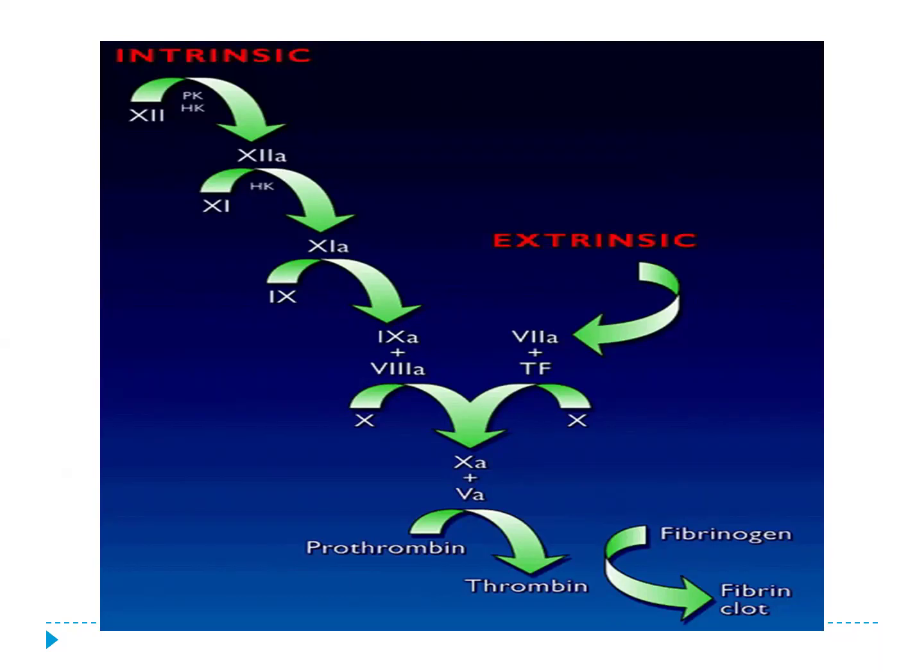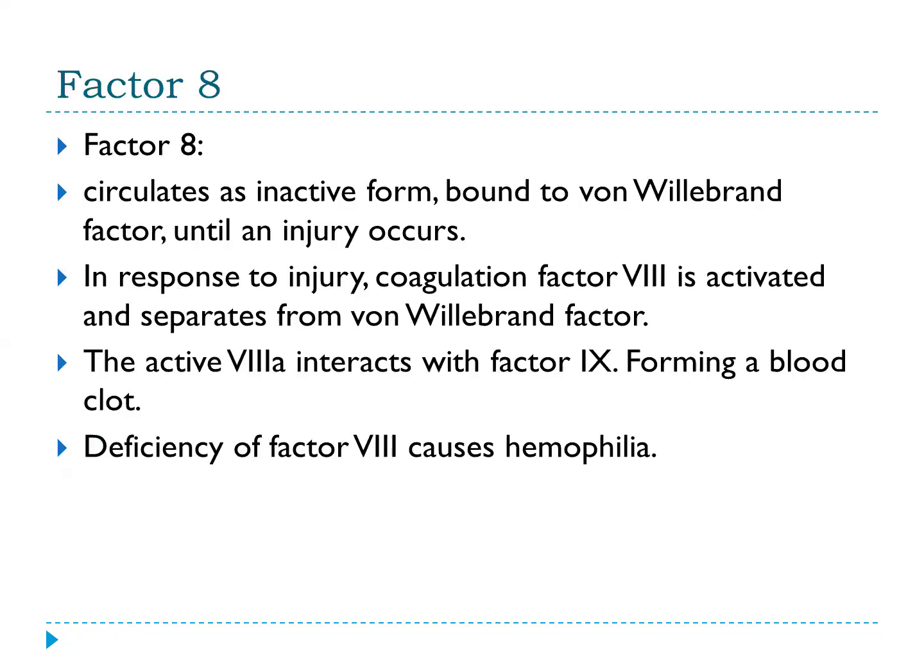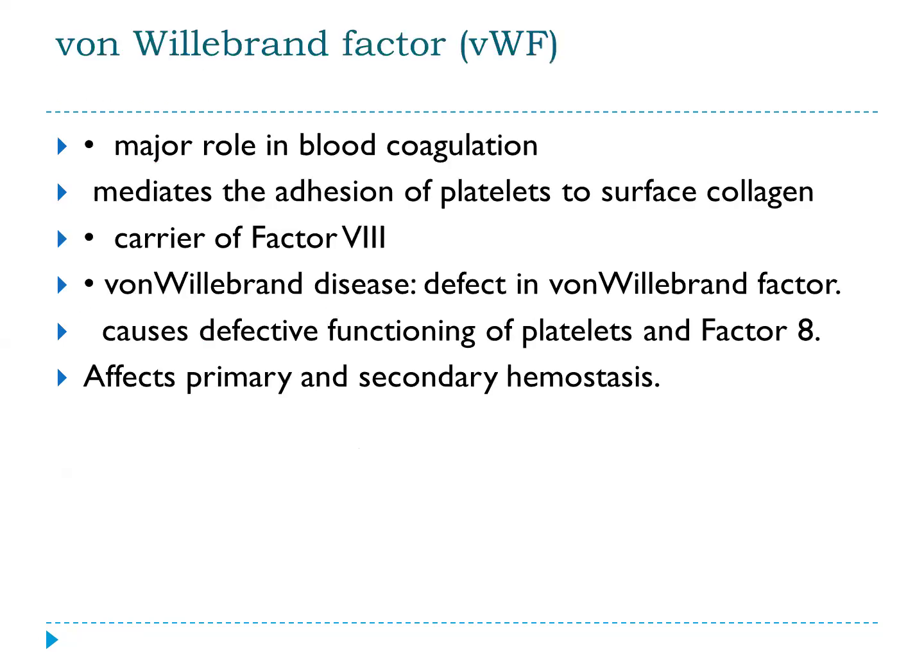So the important factor for me is 8A, which we're going to talk about later, and that converts 10 into 10A. A is the activated form, and then plus 5, they convert prothrombin to thrombin, and then fibrinogen to fibrin. Factor 8A circulates in an inactive form, and it is bound to von Willebrand factor. In response to injury, coagulation factor 8 is activated and separates from von Willebrand factor. So 8A interacts with 9, forming a blood clot. So von Willebrand factor has a very important role because it also adheres to platelets.